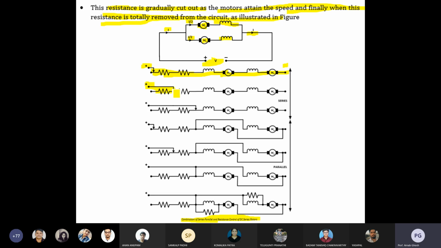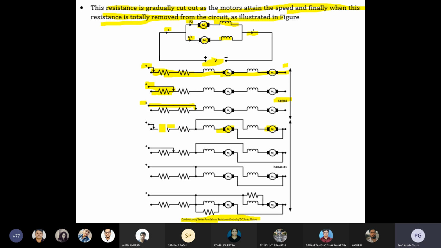So one resistance has been bypassed. Then you just shift that slider to here, so both the resistances are bypassed, in the series combination. Now what you are doing? Then both the motors are connected in parallel.